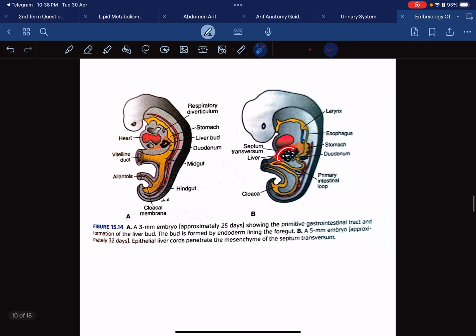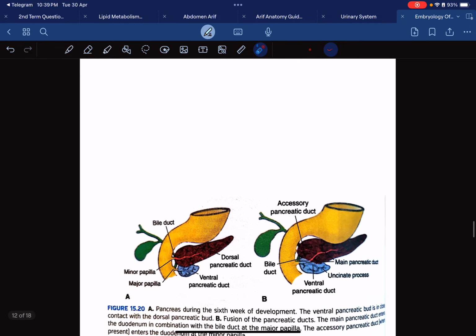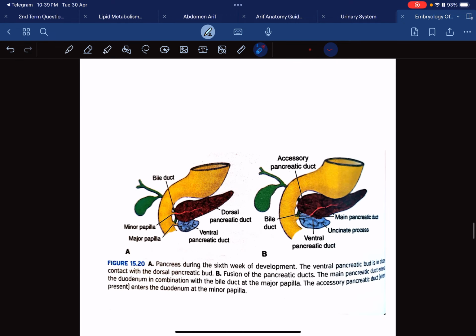What are the derivatives of septum transversum? From the septum transversum comes the ventral mesentery or ventral mesogastrium, and other things are the falciform ligament, these other aspects that we talked about, the hemopoietic cells, the Kupffer cells, and also the lesser omentum. These are all derivatives of the septum transversum. Also the central tendon of the diaphragm, this is an important derivative.